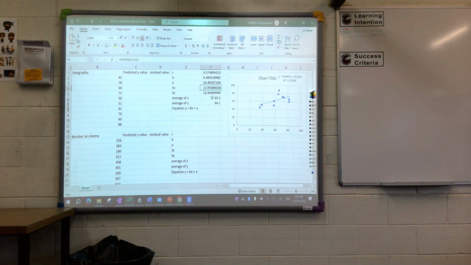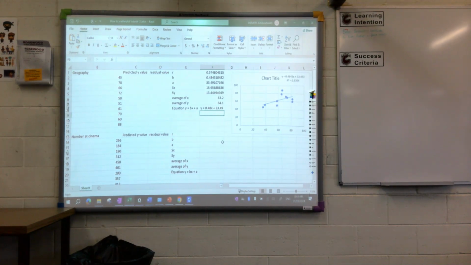33.49 to two decimal places is the same as what we have on this graph equation here. So we've done that correctly. If we were to write it out as an equation, you would have Y equals, to 2 decimal places, 0.48x plus 33.49. And that's the equation of the graph there.